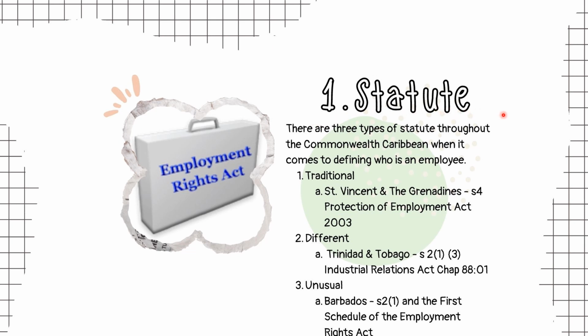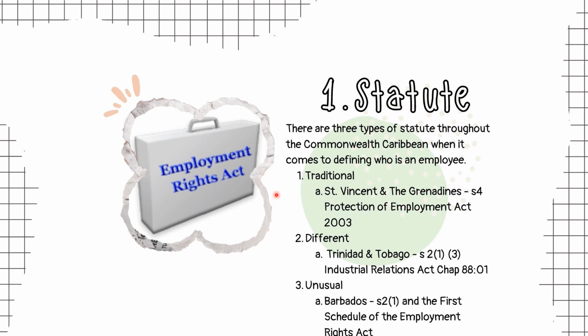Now, throughout the Commonwealth Caribbean, you will find that you can place statutes into 3 different categories. That's the traditional category, the different, and the unusual. In the unusual category, there's just the Barbados legislation, but you will find other legislation in the first 2 categories. Now let me go on to explain to you why we break them down into these 3 categories.